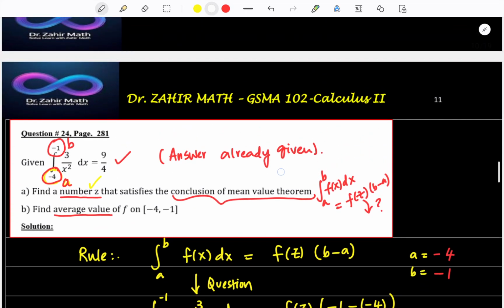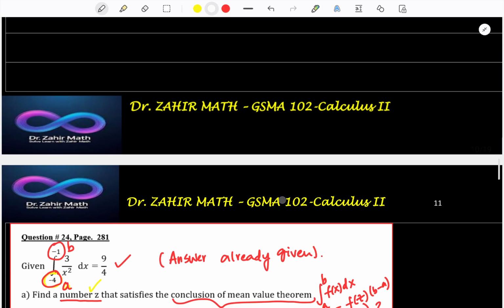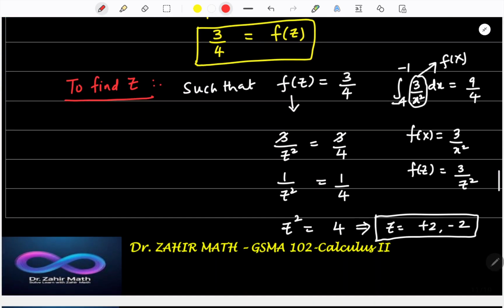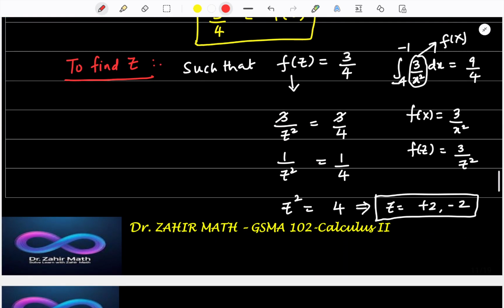But what is the theorem saying? The theorem says at least one value. Look here: then there exists a number z in the open interval a comma b. There is a number, that means only one number is going to satisfy that. But I got plus 2 and minus 2. What is my interval? Look here, my interval is minus 4, minus 1. Let me make the number line bigger. So this is my 0, it is not given, but you should write it. This is minus 1 and this is minus 4.